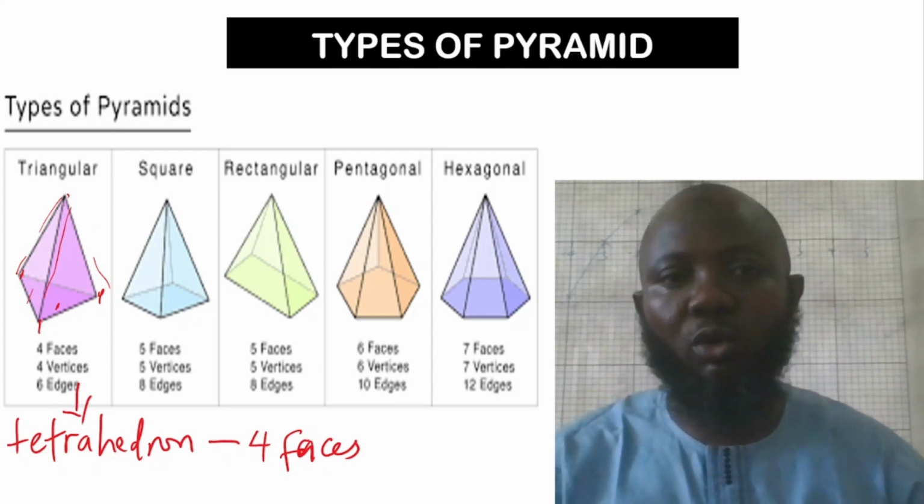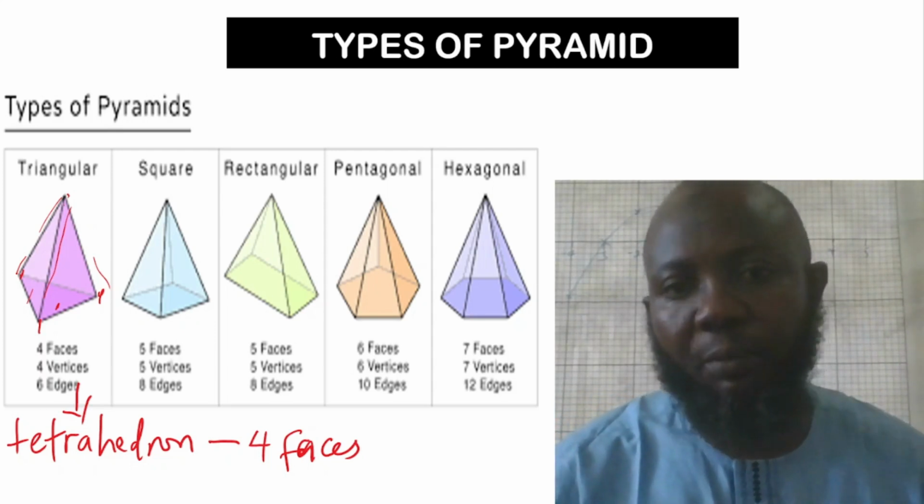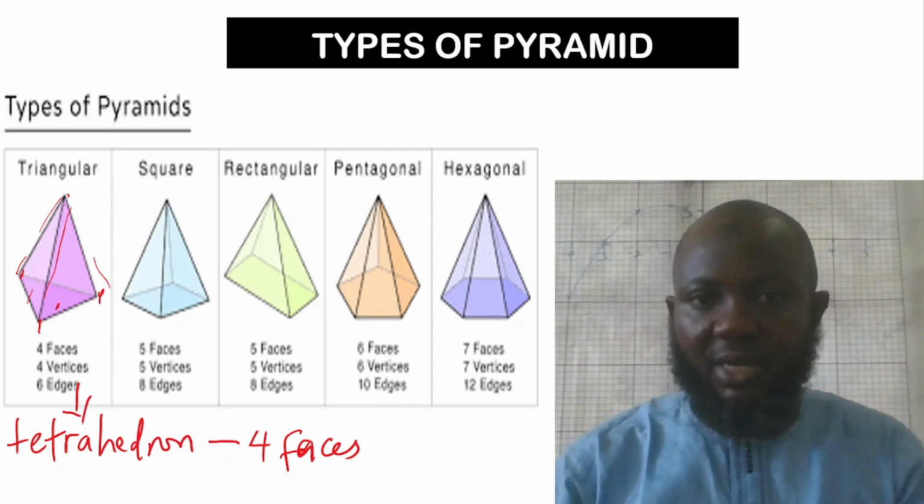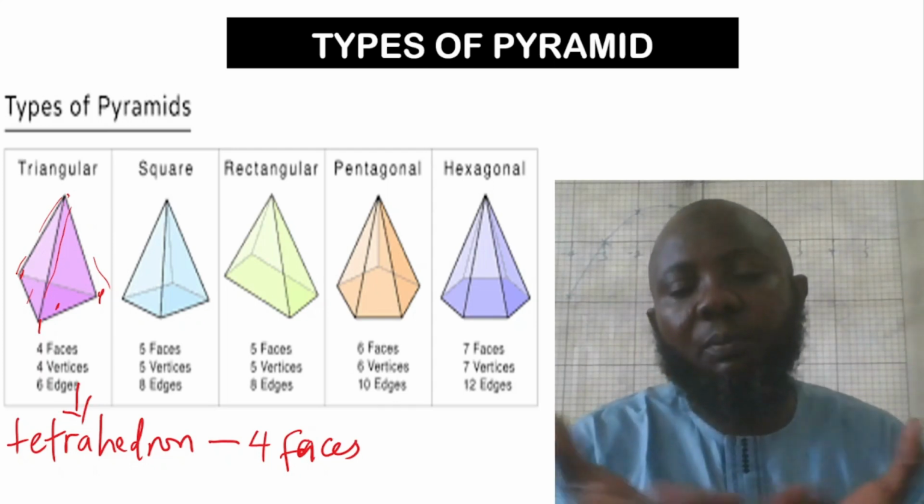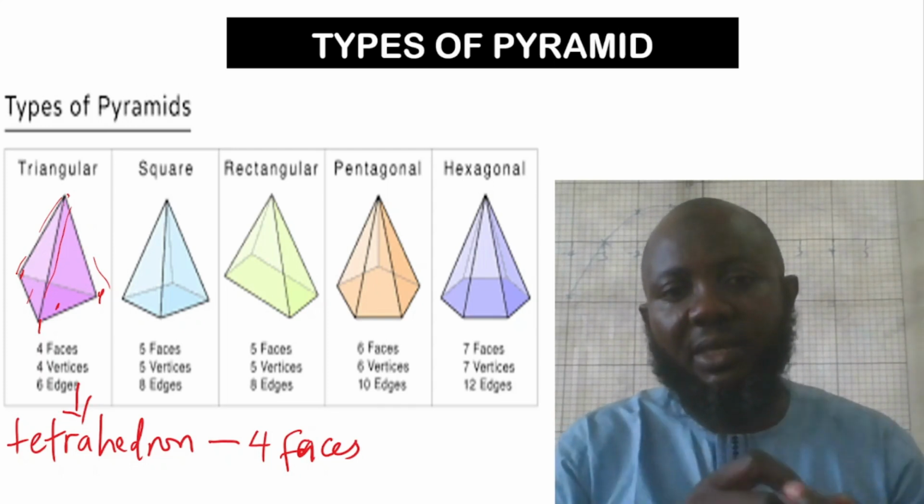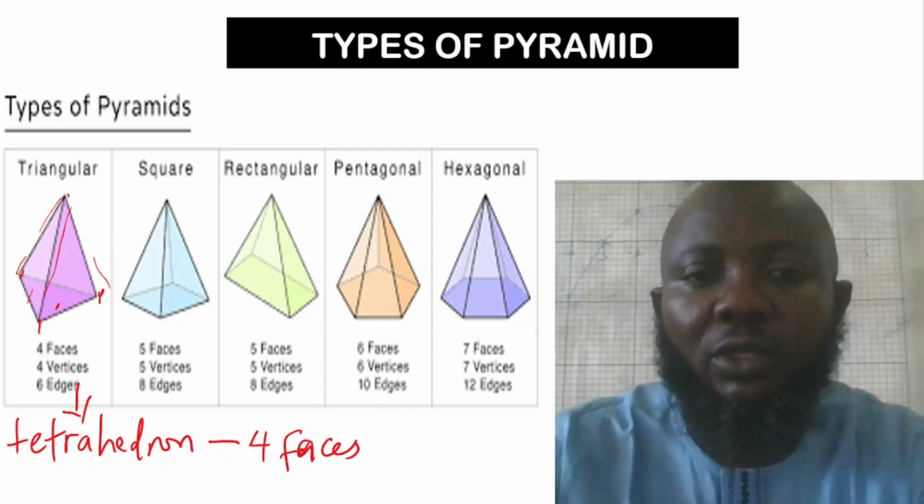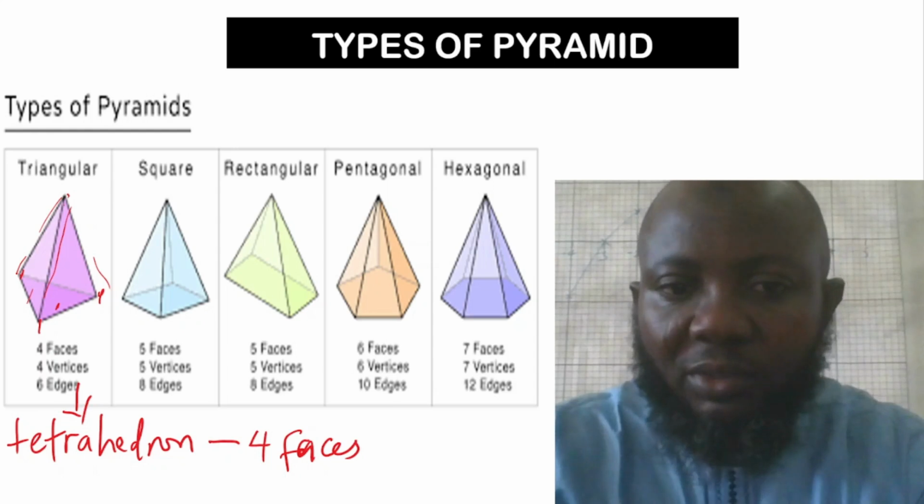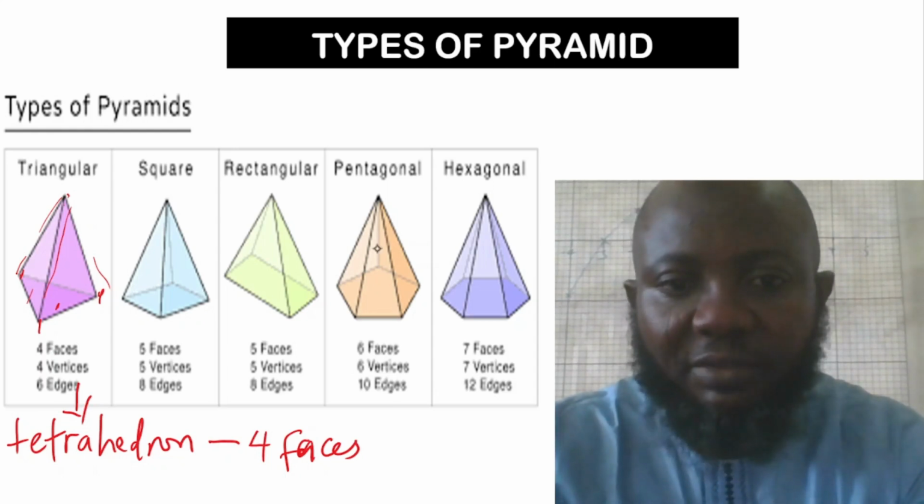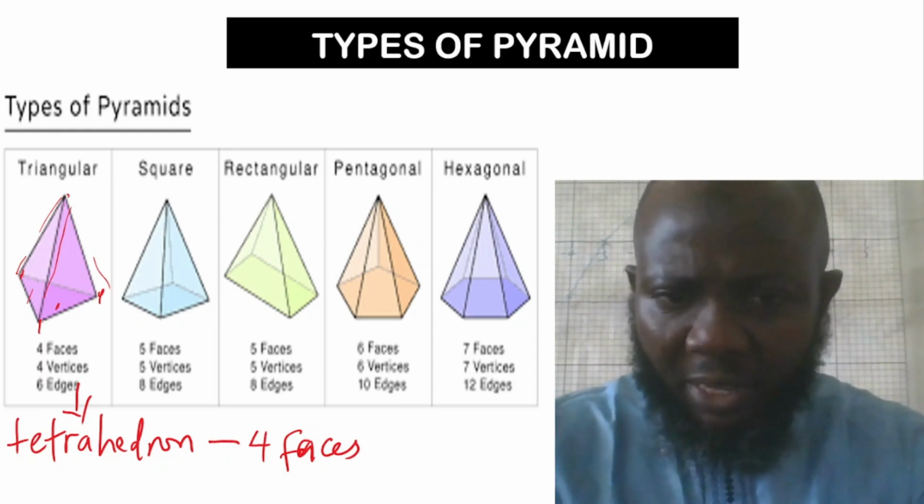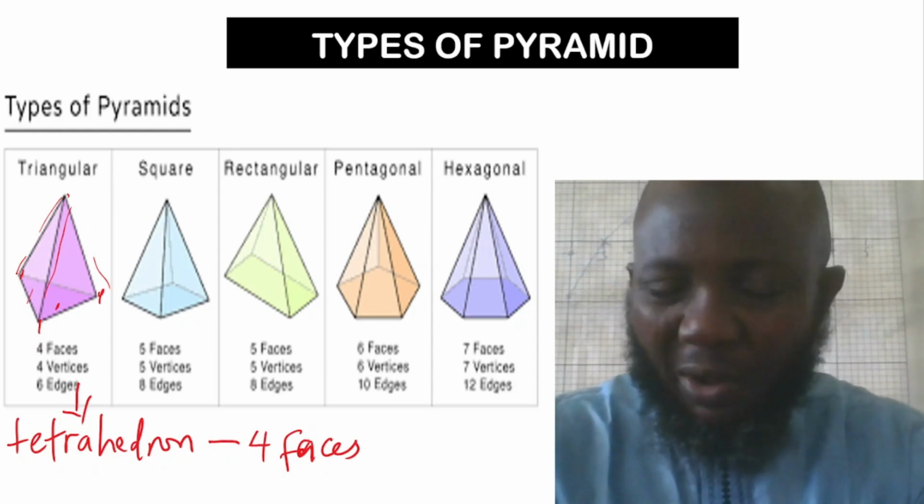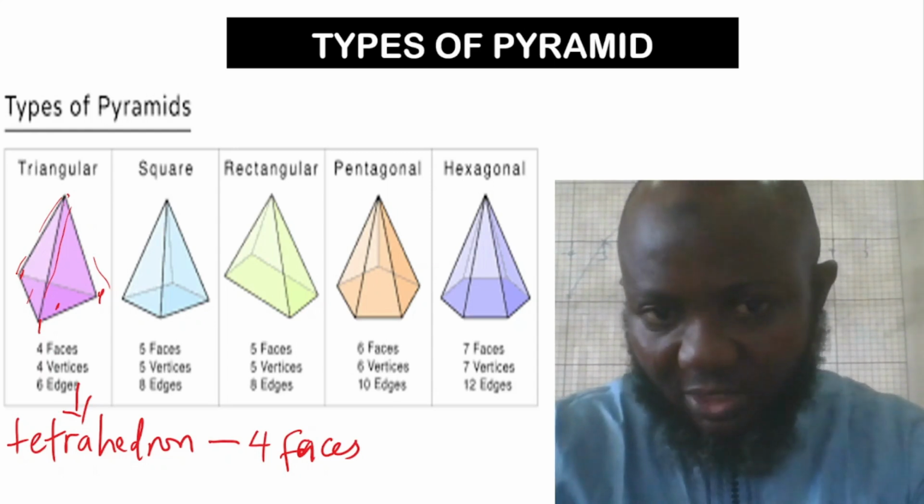pyramid. Then we also have pentagonal pyramid. That is, a pentagon has 5 sides. The base of it is a pentagon, so we have 5 sides there. Because it has 5 sides there, we are going to have 5 triangles beside it. So 5 triangles, that is 5, then plus the one on the base, making 6 faces. That's why we have 6 faces.